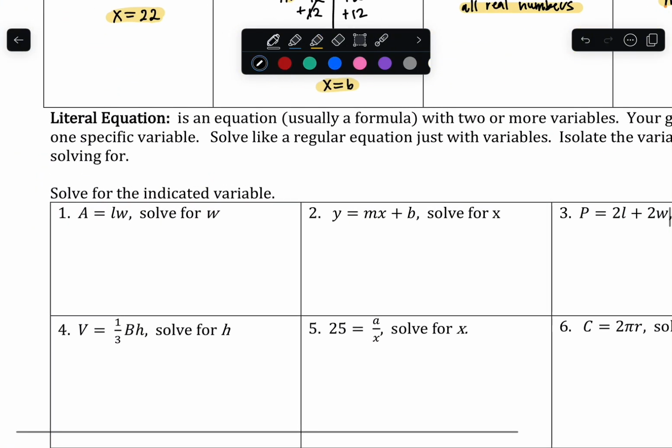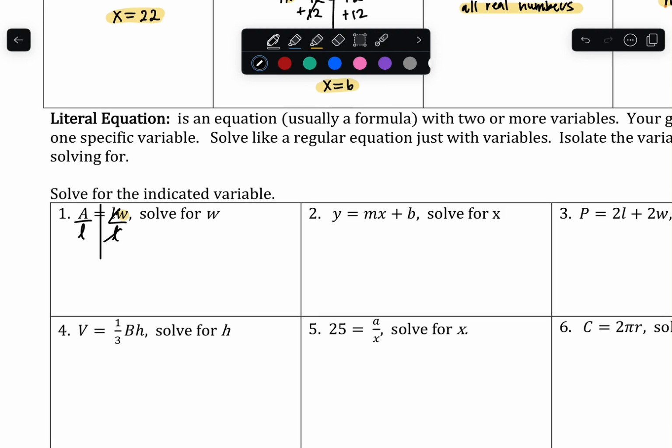Okay, so looking at number 1, here's my equation. And we are solving for W. It's being multiplied by L. And so to isolate W, I would divide both sides by L. Now that leaves me with just W on the right and A divided by L on the left. And so when I write my final equation or formula, it would say W equals A divided by L. And that would be my final answer. We can't simplify that.